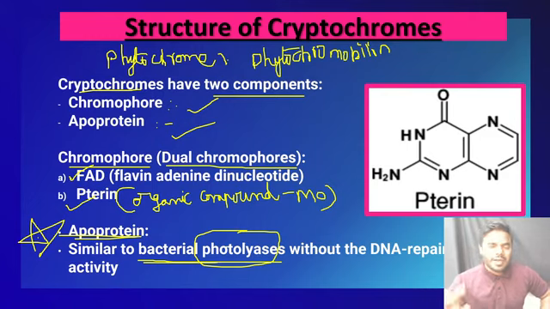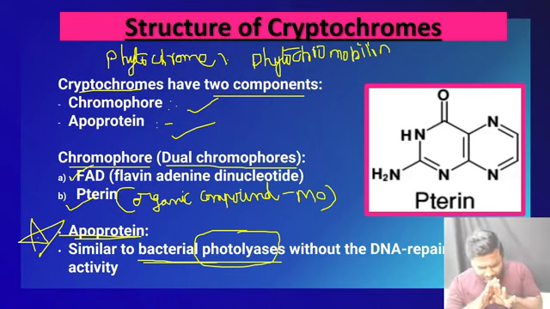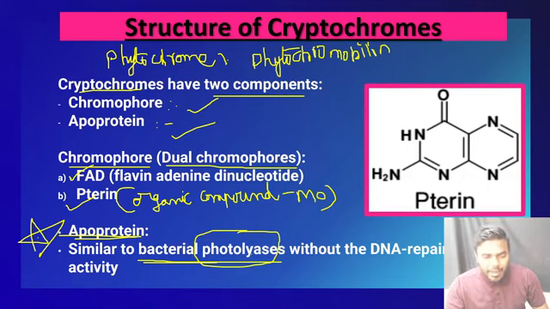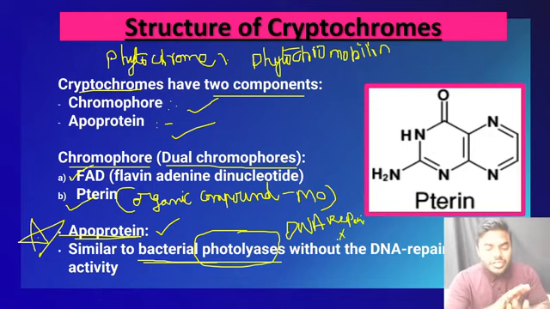I want you people to remember, please don't think that the photolyase present in the bacteria and the photolyase present in the plant are the same. Both are not similar. The photolyase enzyme which is present in the bacteria is involved in DNA repair activity. But the photolyase present in the plant is just acting like an apoprotein, friends. It does not have any kind of DNA repair activity. It never shows any such activity. So please kindly do not get confused while reading.